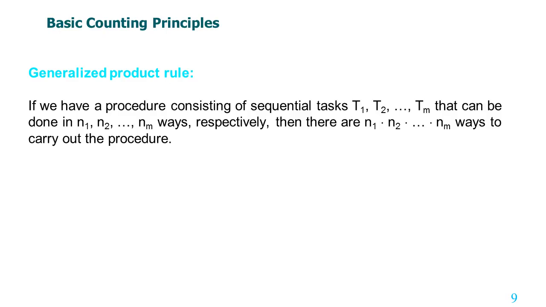Similarly, we can generalize the product rule. If we have a procedure consisting of sequential tasks T1, T2, up to Tm that can be done in n1, n2, up to nm ways respectively, then there will be n1 multiplied by n2 multiplied by n3 and so on up to nm ways to carry out the procedure.